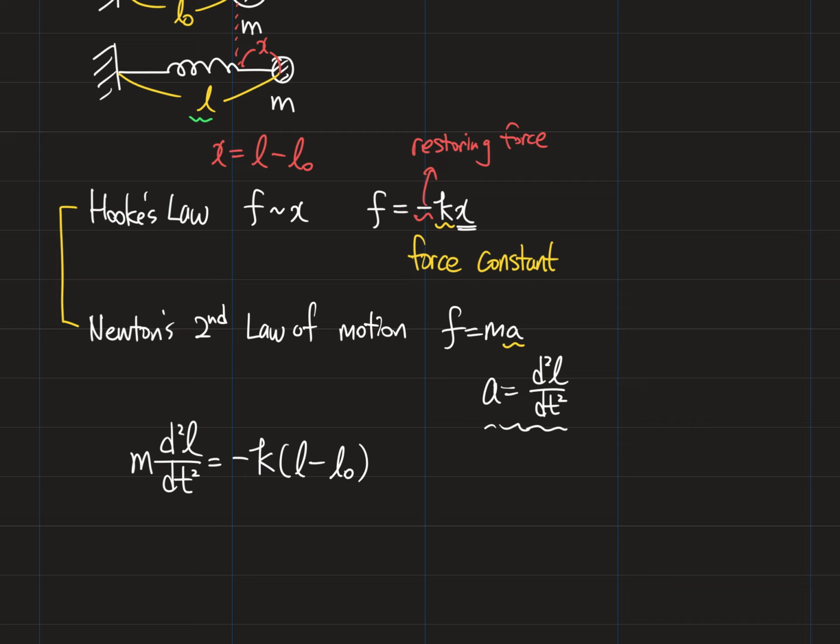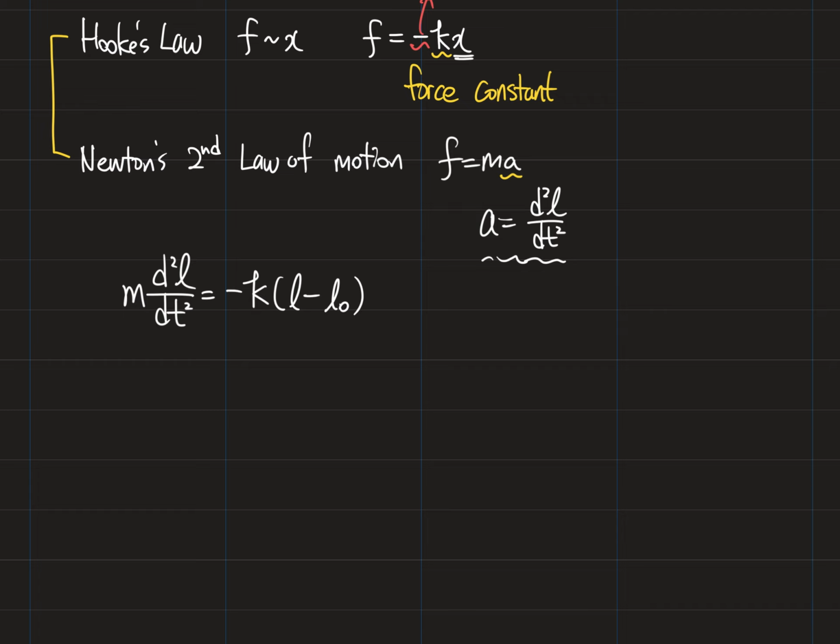And we want to make this equation a little bit easier to solve. So let's replace this part with X. And fortunately, X is L minus L0. So L0 is the equilibrium length, which means that it should be a simple constant.